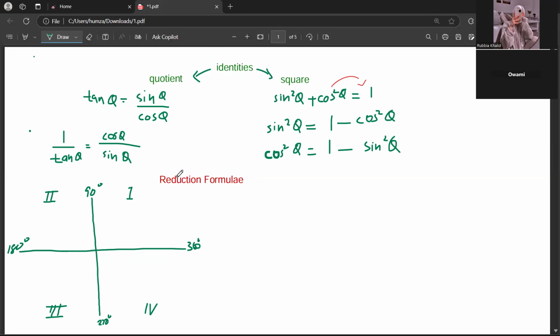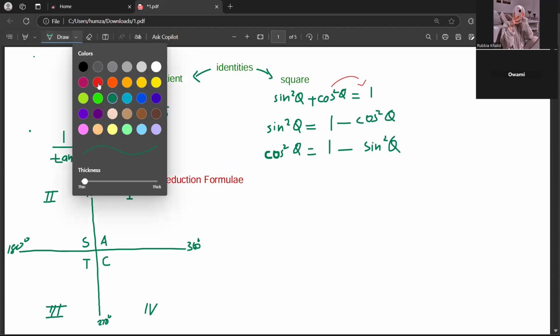Now, for us to understand the reduction formula, we need to understand the cast rule. So the cast rule is quadrant 1, everything is positive in the quadrant 1. Quadrant 4, C, A, then S, and then T. Which means in quadrant 1, all the trig ratios are positive. In quadrant 2, sine is positive. In quadrant 3, tan is positive. And in quadrant 4, C or cosine is positive.